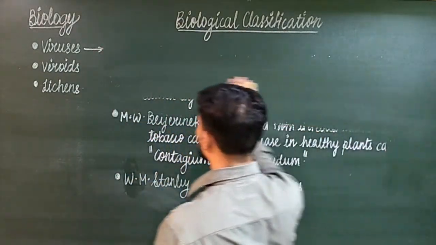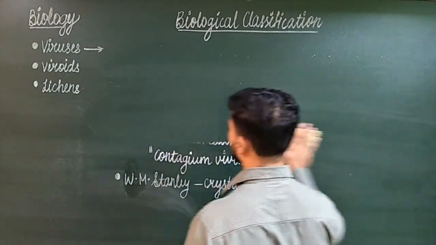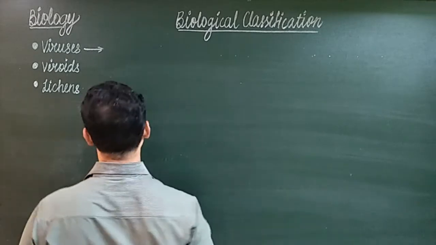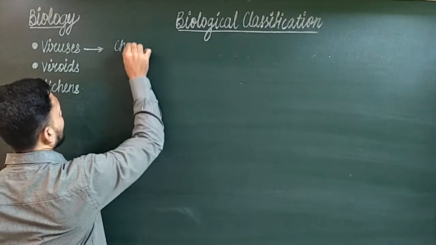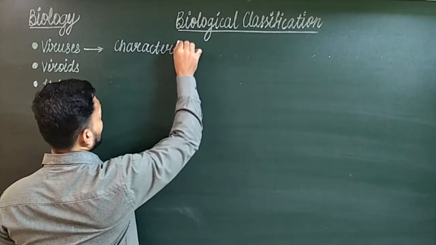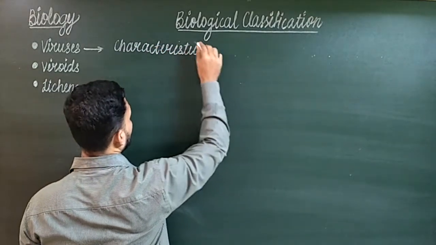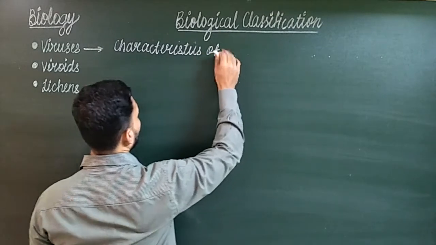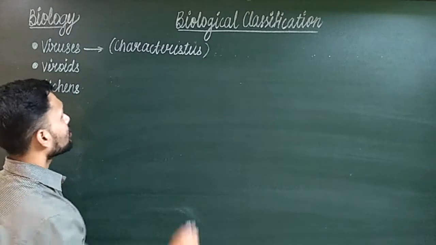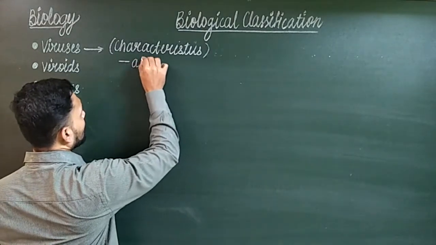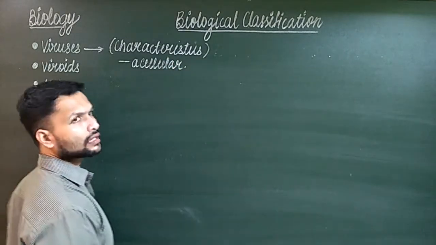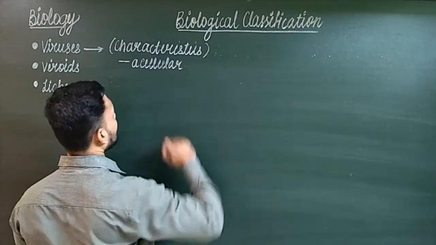So first of all, the characteristic features of viruses. What are the characteristic features of viruses? What are the types, we see all of this. Characteristics of viruses, so I'll just write this down. Now first of all, these are acellular. Okay, these are acellular entities.